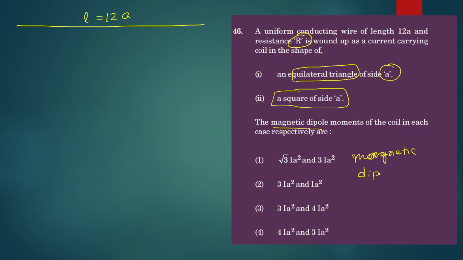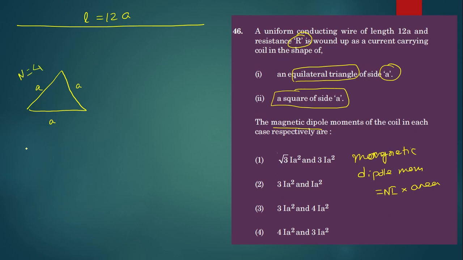This magnetic dipole moment is equal to the amount of current multiplied by area. If the number of loops is, let's say, n, then I have to put n here. Now let me form one triangle using this wire. If I want to form an equilateral triangle, it will be like this: side A, side A, side A. So how much length will be required? 3A length will be required, but we have 12A. So how many rounds, how many triangles, will be possible? The number of triangles will be 4. Therefore, n will be 4.